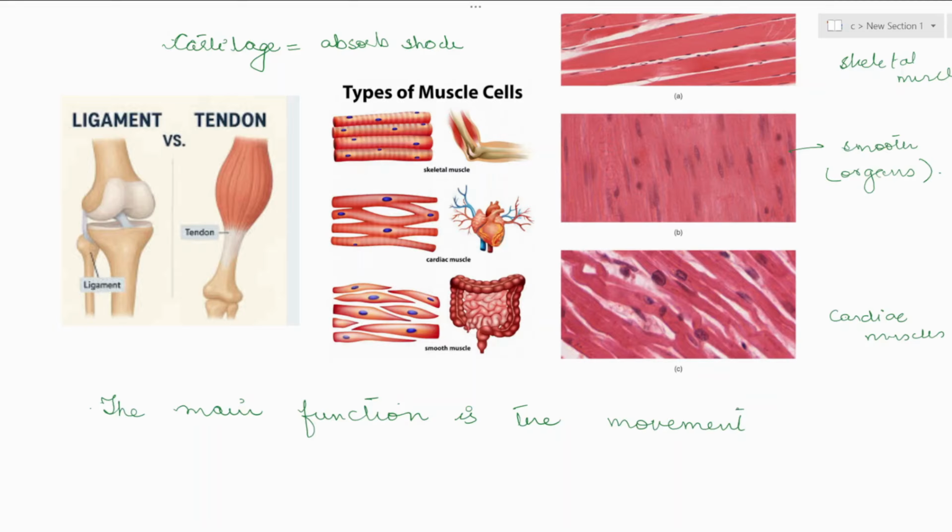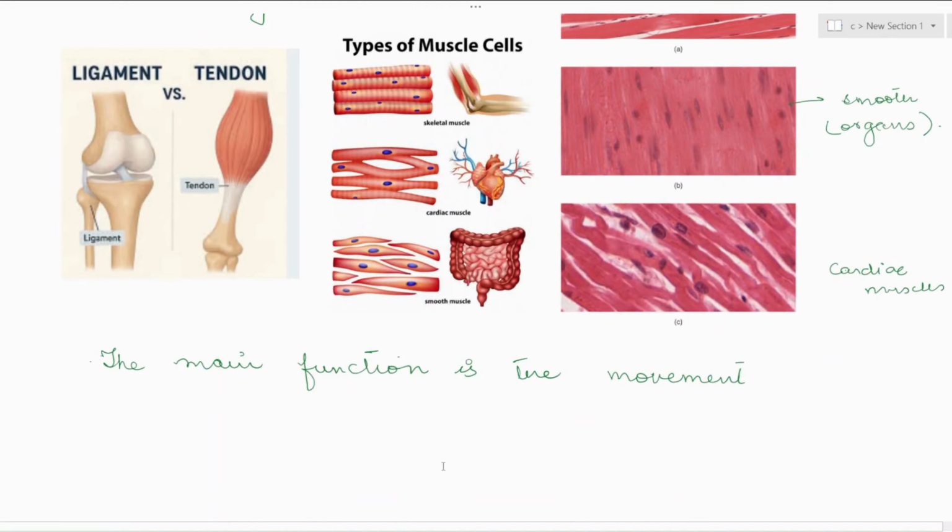Yeah, the muscles are contracting and relaxing. Okay. So your muscles are contracting and relaxing. Let's say contraction and relaxation.